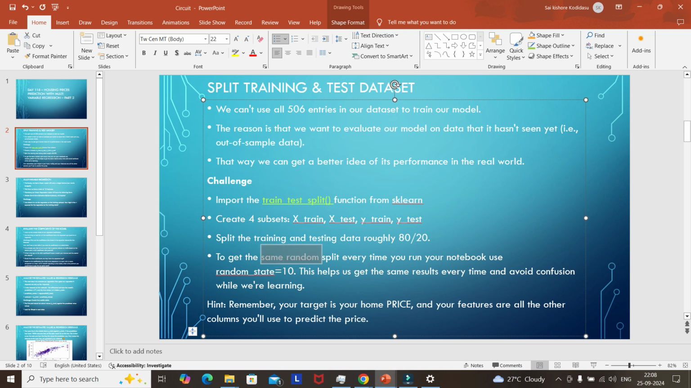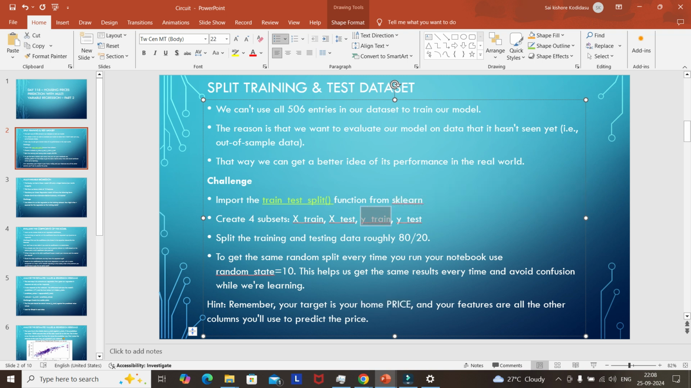So to get the same random split every time, we give a random state. This is just for learning, but generally we don't give a random state of 10 every time, so it actually varies. Our target is the price, and all the remaining features will be used to predict the price. So here y is the price.